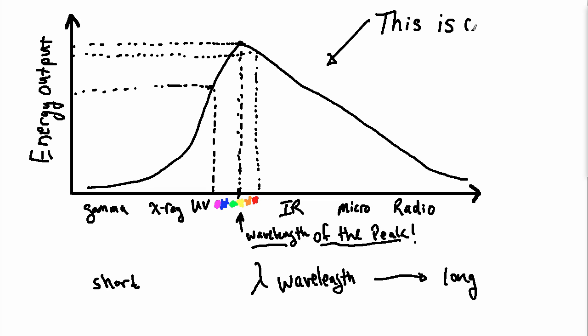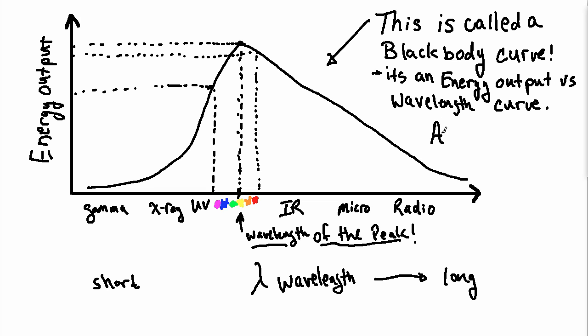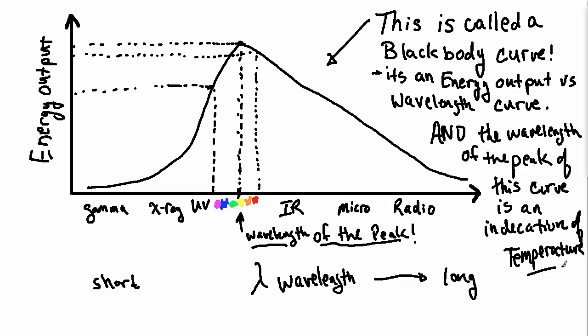Okay, so now I want to kind of bring this all together. This light curve, as I'm calling it, has a name. It's called a blackbody curve. So this is a blackbody curve, and blackbody curves are an energy output versus wavelength graph, and the wavelength of the peak of this curve is an indication of the temperature of the object that is represented by this light curve.